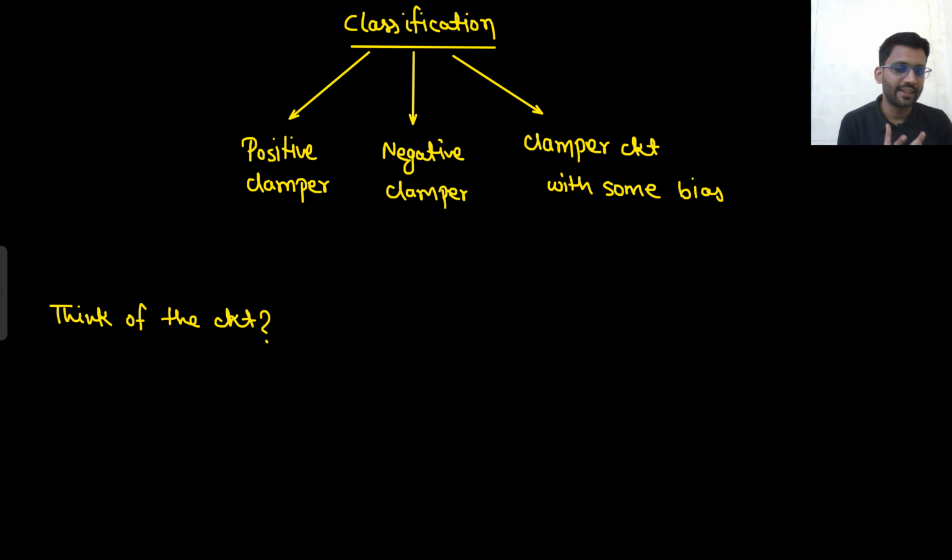Now we are going to design a clamper circuit. So first see the classification. Just like the clipper circuit, there will be classification of clamper circuit as well. So positive clamper, negative clamper, positive bias clamper circuit, negative bias clamper circuit. So as I told you in the clipper circuit, the classification is not important at all, because no one is going to ask you about the classification. So forget about it, don't focus much on that.